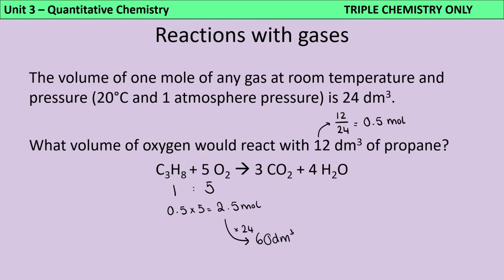But I actually don't need to do all of that, because I know when I'm talking about volumes, 1 mole takes up the same volume regardless. So I can just say, oh, if I need 5 times as much oxygen, the volume is going to be 5 times as big. And 5 times 12 is 60. So that would be a way to speed it up a little bit.